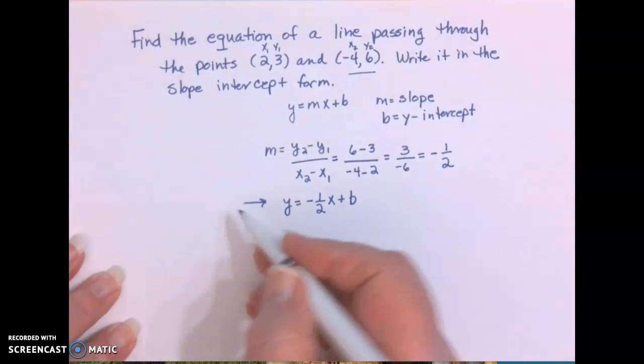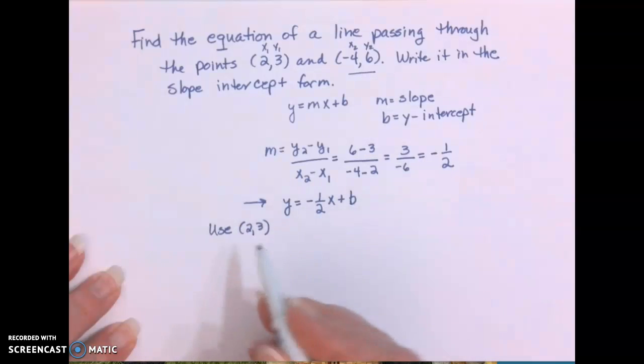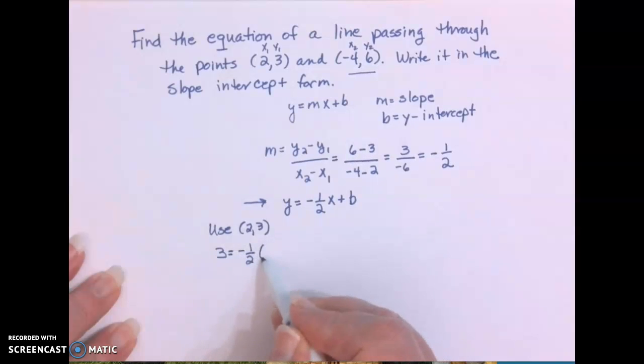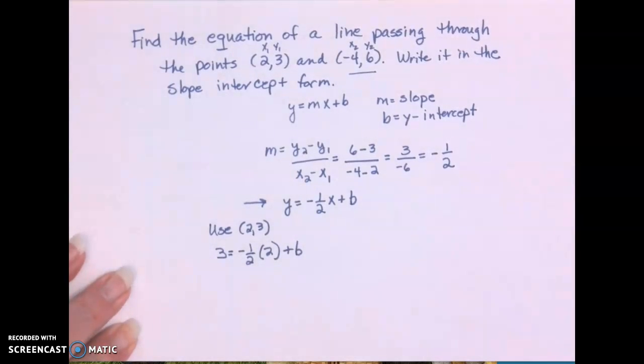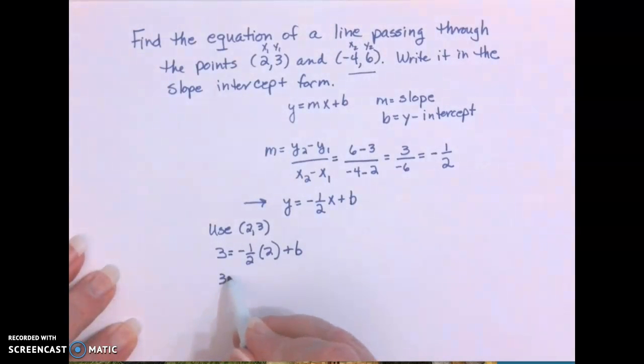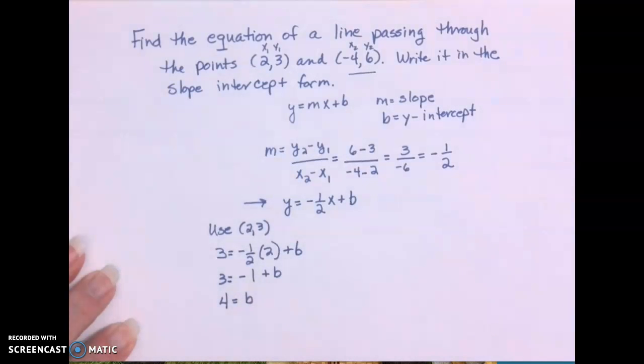So I'm going to substitute. I'm going to use the point 2, 3. That means I have 3 equals negative 1/2 times my x, which is 2, plus b. So now I only have one variable. This is going to allow me to solve for my y-intercept. This gives me 3 equals negative 1/2 times 2 gives me negative 1, plus my b. Add 1 to both sides, we find that 4 is equal to b.